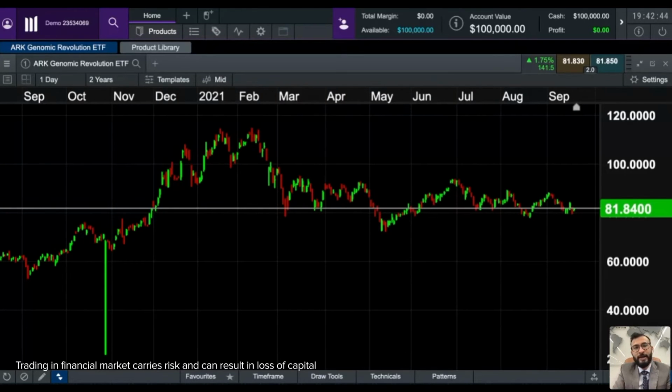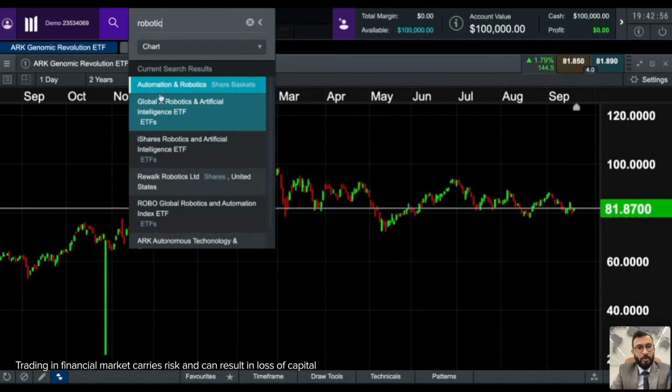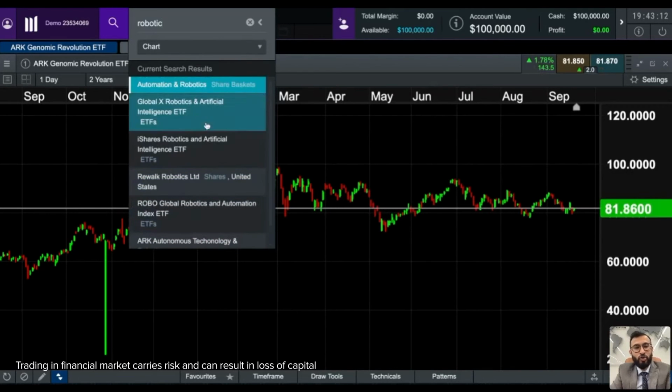So this is one of the ETFs. Check, for example, I talked about another sector, which was robotics, for example, right? We were talking about robotics. Look how many funds are there. iShares Robotics and Artificial Intelligence Fund, Global X Robotics and Artificial Intelligence Fund, Robo Global Robotics and Automation Index, ARK Autonomous Technology and Robotics Fund, right? So there are so many of them.